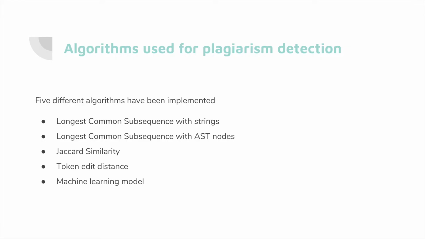And the first algorithm we want to talk about is the longest common subsequence with strings. So we break down the code into a list of words, and we find the longest sequence of words between two chunks of code. And we use that to calculate the similarity between the two files.